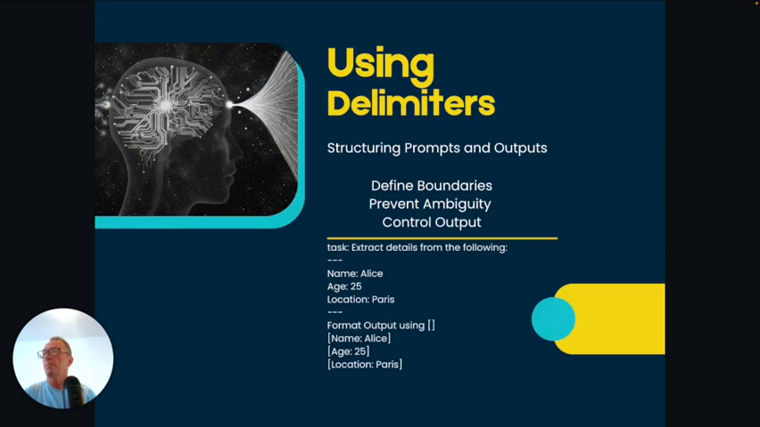All right, and just one other thing that's really important, especially for the output, is the use of delimiters. Delimiters define boundaries, prevent ambiguity, and also control output. Ambiguity, I should say. I'll get that word right.